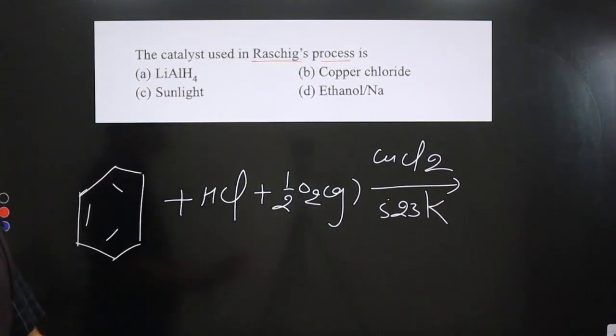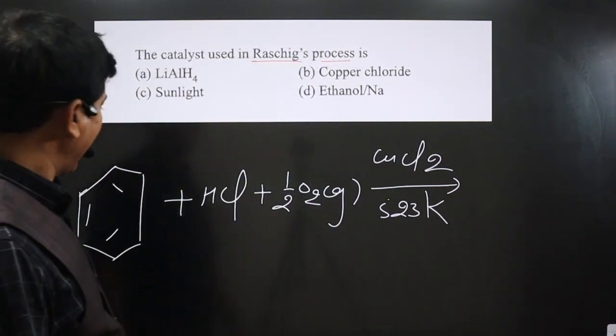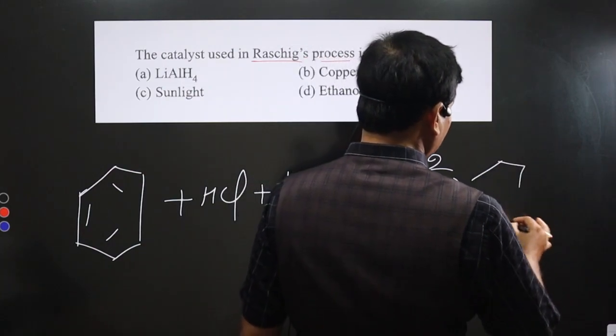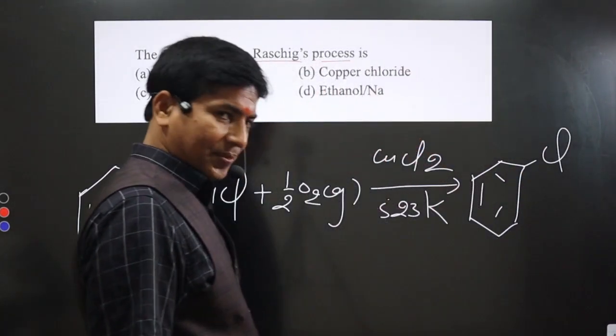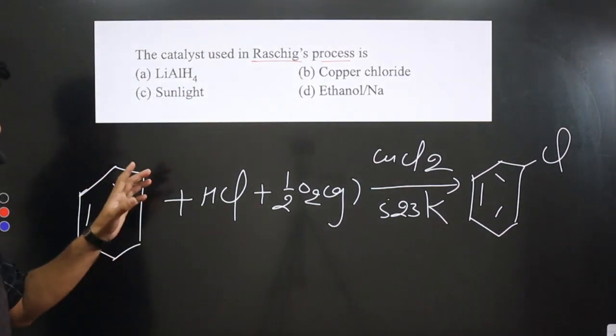We have CuCl2, copper chloride, there. And we get the product: the benzene ring with Cl attached, chlorobenzene.